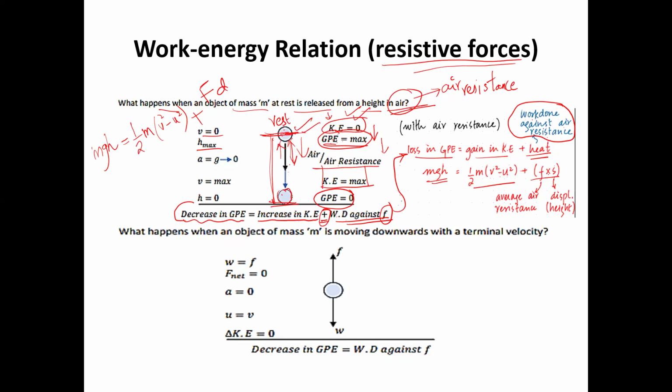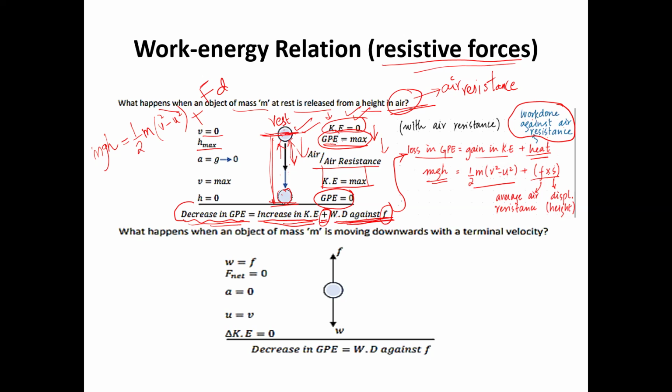So as it is falling downwards, there is going to be a decrease in its gravitational potential energy. Likewise, its speed is increasing, so there is going to be an increase in kinetic energy, but some of the energy will be used in overcoming the friction forces, overcoming the resistive forces, overcoming the air resistance. And that energy which is wasted will be written in the form of work done against the resistive forces. So this is how we are going to get the equation.